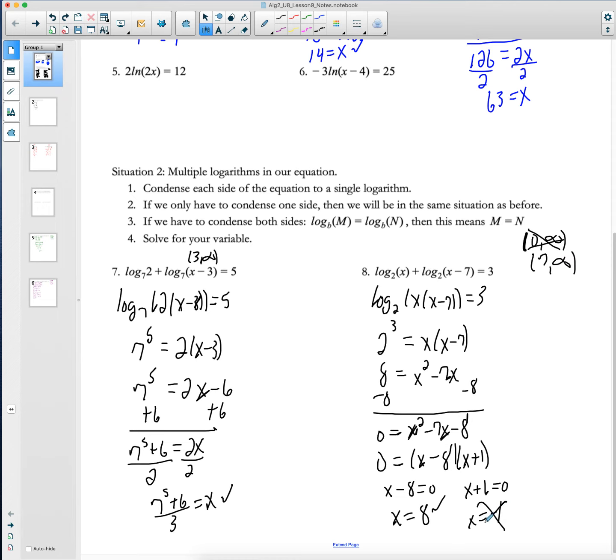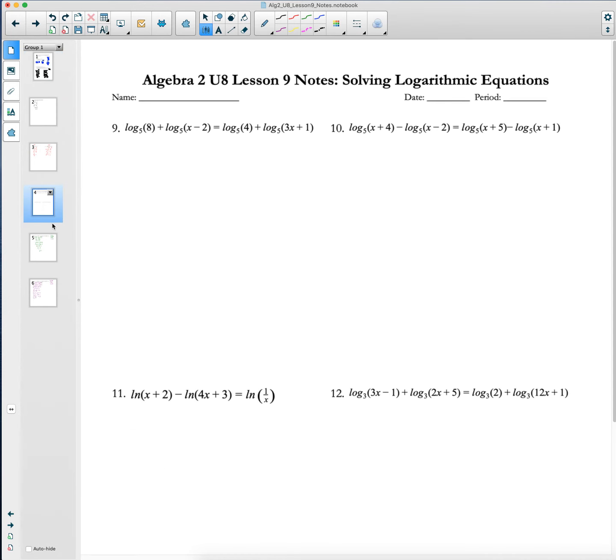So I might end up with more than one solution, but I have to go back and make sure that it fits within my working domain. So there you have it. That's where you condense to make it like we did before. Now, here's what I want to look at now. Woo! Isn't that beautiful?